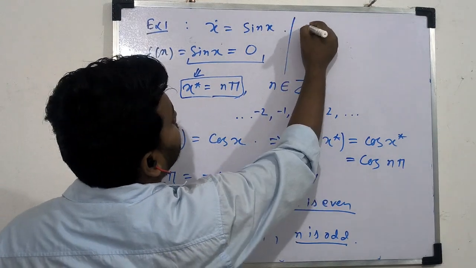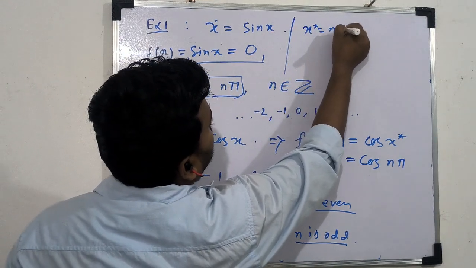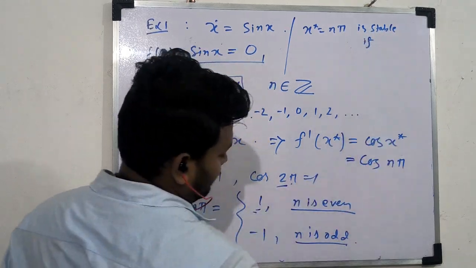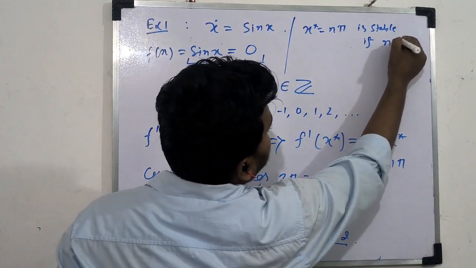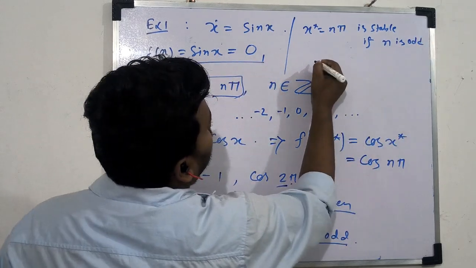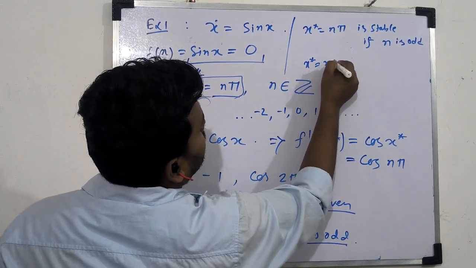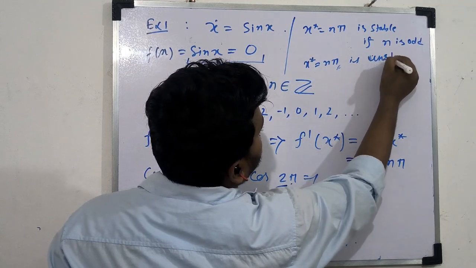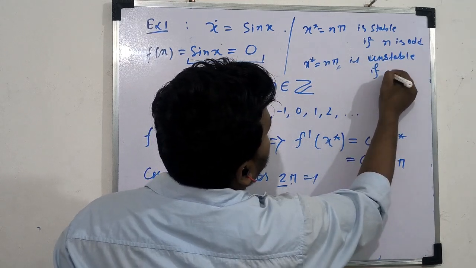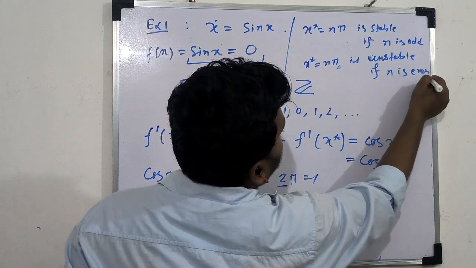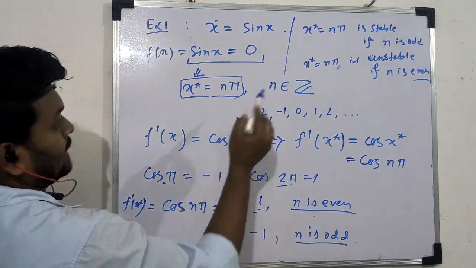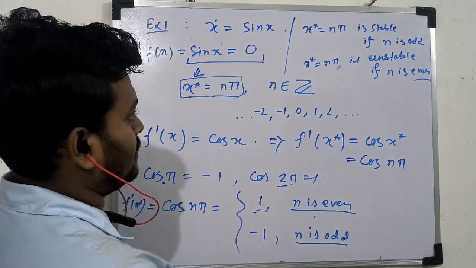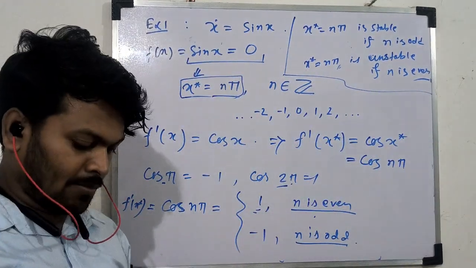So from this we say x star equal to n pi is stable if n is odd, and x star equal to n pi is unstable if n is even. So when even, this is unstable, when odd, this is stable. Now let us take another example.